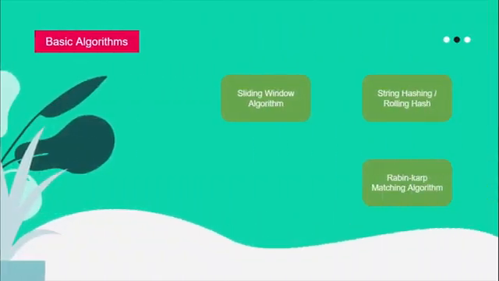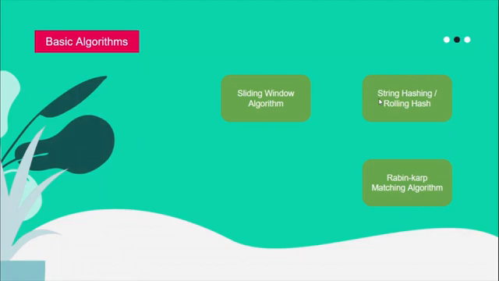Let me show you in brief the algorithms that we are going to cover in the basic, intermediate, and advanced levels. In the basic level, we will be covering the sliding window algorithm, which is the most basic string searching algorithm. We'll look at the implementation and solve 1 or 2 problems on it, because this is a very basic algorithm, so we don't need to spend too much time here.